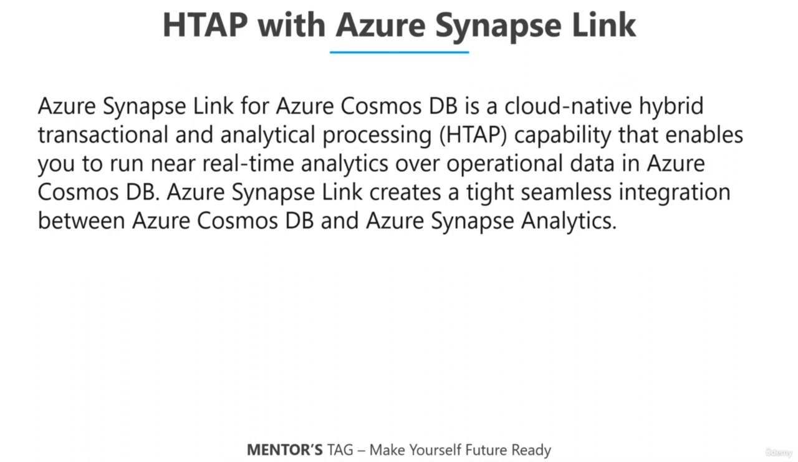Azure Synapse Link for Azure Cosmos DB is a cloud-native hybrid transactional and analytical processing capability that enables you to run near real-time analytics over operational data in Azure Cosmos DB. In simple words, if you have data stored in Azure Cosmos DB and you want to do some analytical queries on that data with the help of Azure Synapse, then you need to link this data store with your Synapse. Instead of using a normal linked service, you use a specialized linked service known as Azure Synapse Link. This is going to help you build a tightly seamless integration between Azure Cosmos DB and Azure Synapse Analytics.